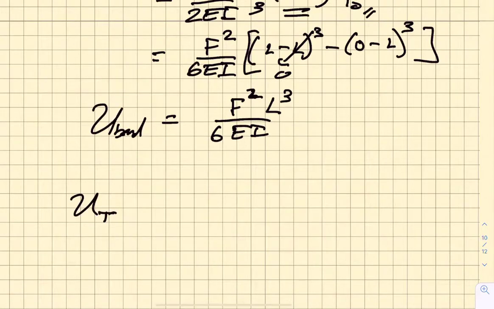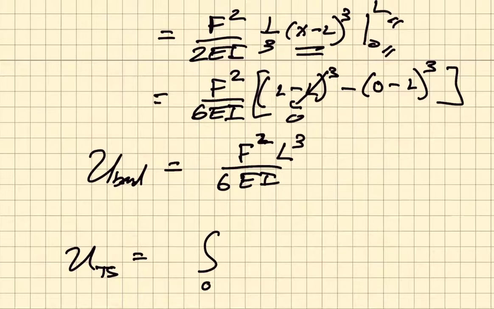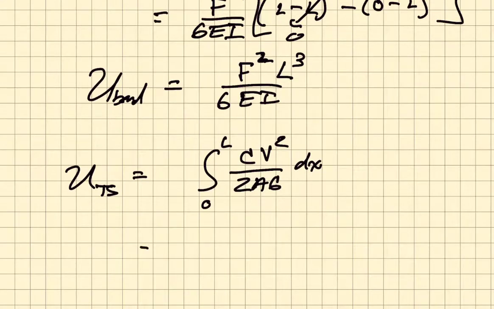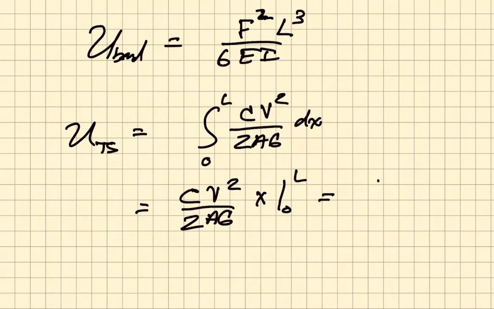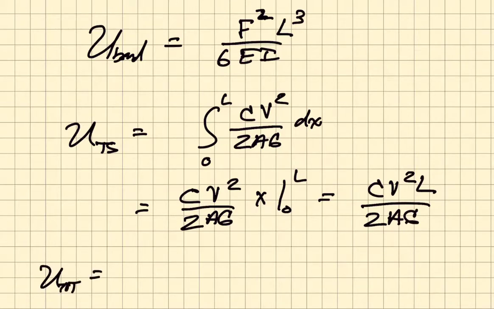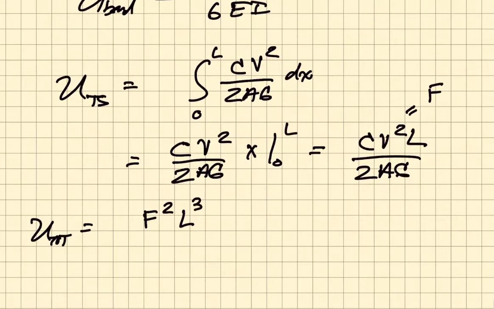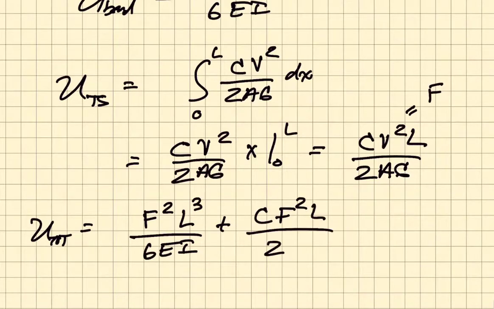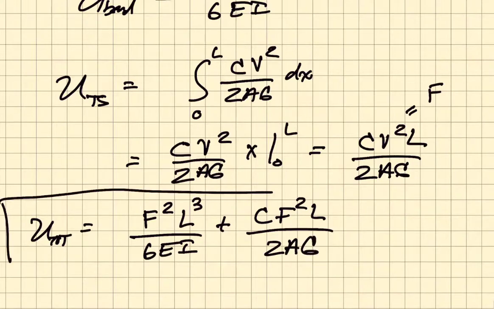Now I want to calculate my transverse shear energy, and I've said that my transverse shear is simply the integral from 0 to L of CV squared over 2AG dx. Everything inside there is constant, and so I just get CV squared over 2AG times x evaluated from 0 to L. That just gives me CV squared L over twice AG. So my total energy is going to be F squared L cubed over 6EI plus CF squared L over twice AG. So there's my total energy.